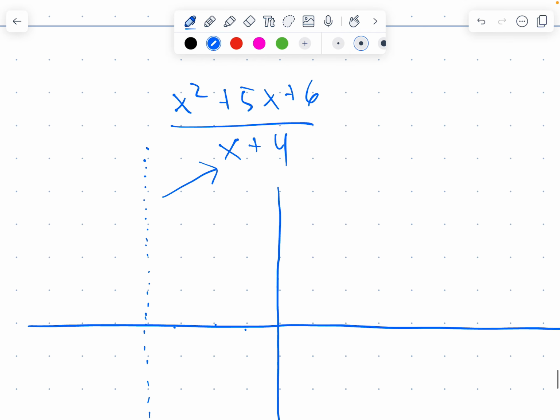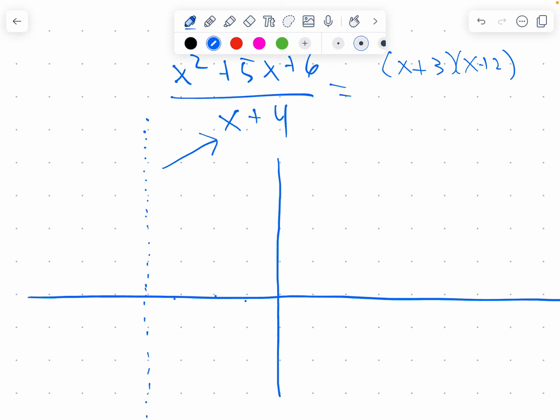Okay, and then on the top, we can factor the top as (x + 3)(x + 2). So it's going to have intercepts at negative 3 and at negative 2. Now, this is the important part for the slant asymptote.